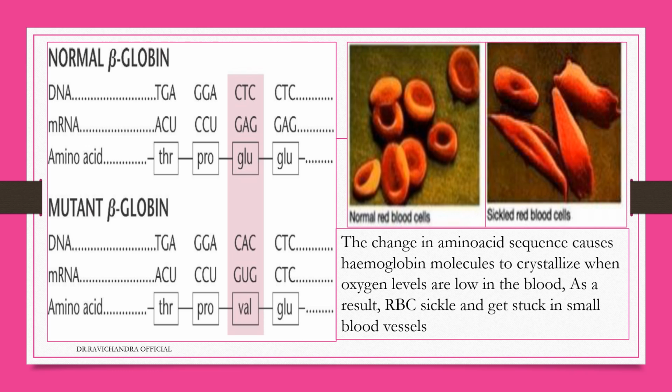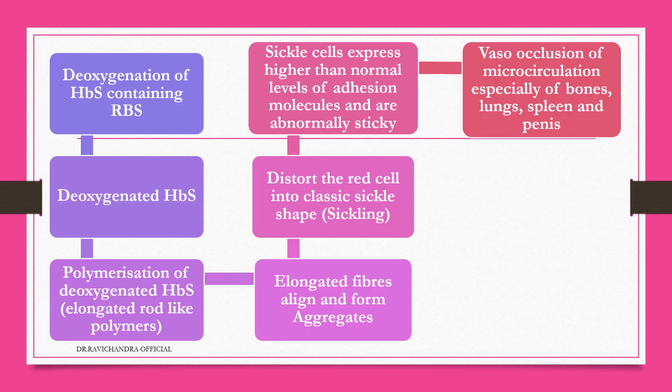The change in amino acid sequence will cause hemoglobin molecules to crystallize when oxygen levels are low in the blood. As a result, RBCs will get sickled and get stuck in the small blood vessels. You can see the normal red blood cells and how the sickle red blood cells look in the picture shown. Deoxygenation of hemoglobin S containing red blood cells results in deoxygenated hemoglobin S. Polymerization of deoxygenated HbS: there will be elongated rod-like polymers, and these elongated fibers will align and form aggregates, thereby distorting the red cell into the classic sickle shape, which is called sickling.